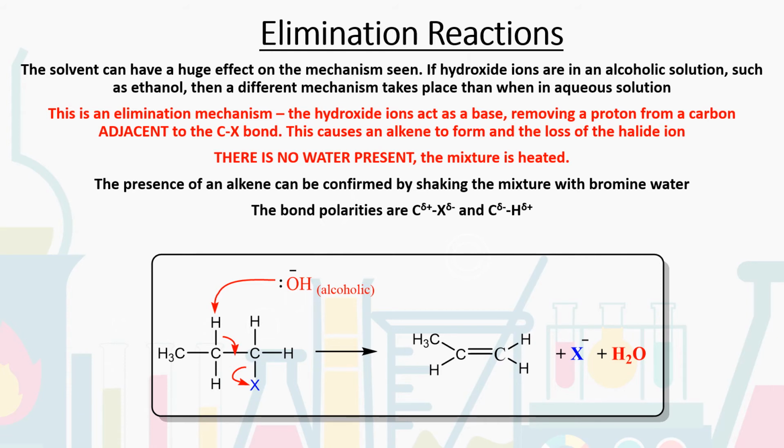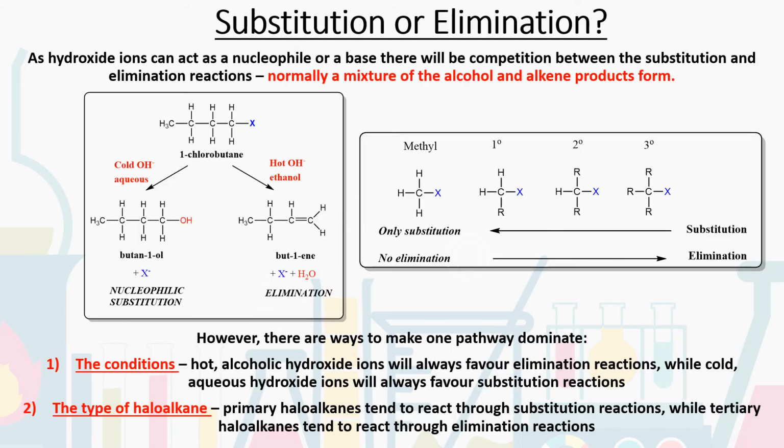The key thing though is that if it's alcoholic OH minus and we heat it, we get elimination. If it's cold aqueous hydroxide, then it's a substitution reaction. Because the hydroxide anion can act as both a nucleophile or a base, there will always be competition between substitution and elimination occurring. Normally a mixture of the alcohol and the alkene products forms. It's really hard to exclusively get one or the other.